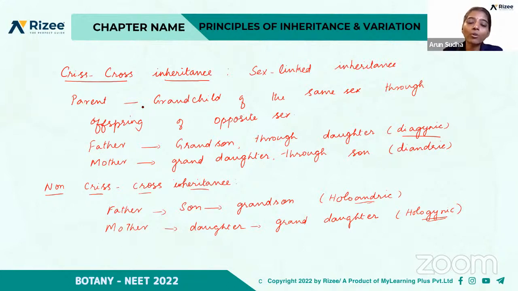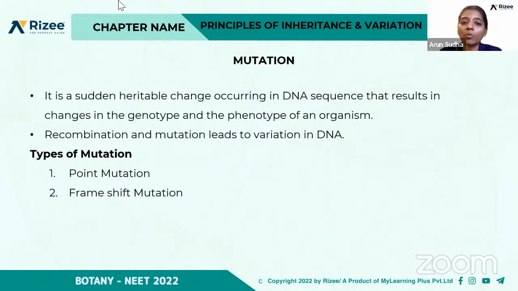So there are two types of inheritance. One is the crisscross inheritance, and another one is the non-crisscross inheritance. These are all sex-linked inheritance, linked with the sex chromosomes. There are several diseases such as hemophilia and sickle cell anemia. All these are related to the sex chromosomes, so they are called sex-linked inheritance. Okay, next we'll see about mutation.